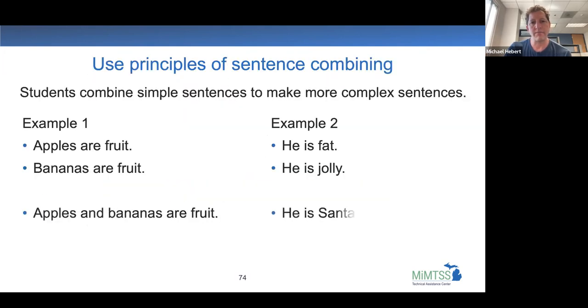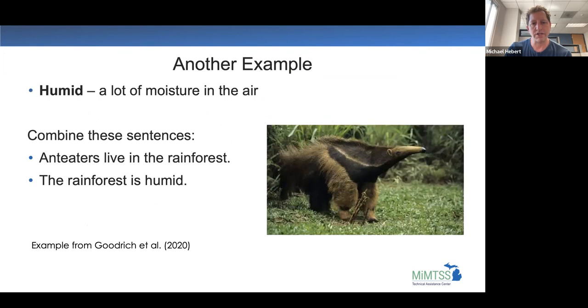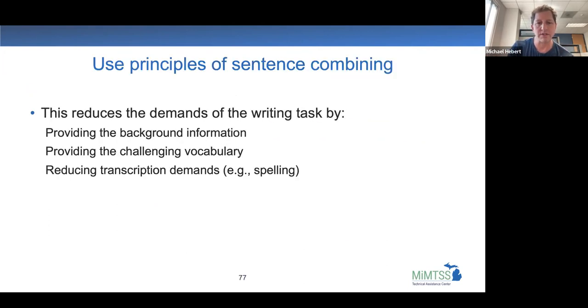By providing the information here, with words like anteaters, rainforest, humid, the kids don't have to think about how to spell those words anymore. They're there for them, right? And they can just think about the complexity of the sentence. So what we've done is we've taken away the background information part, we've taken away the challenging vocabulary, and we've reduced the transcription demands. And by doing that, we can help the kids focus on just the organization of the sentence. So that's a really strong principle of sentence combining and why it can be so powerful for kids.